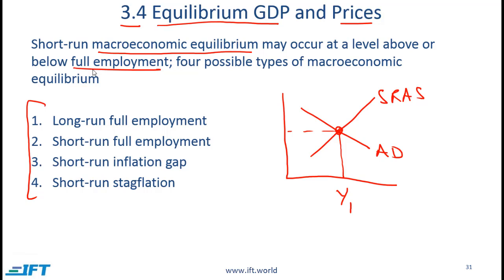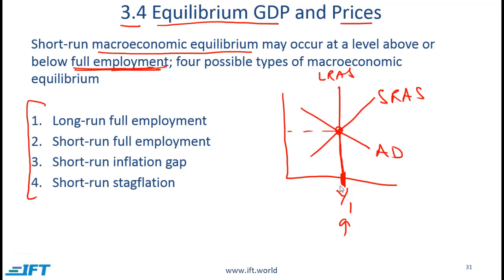When we talk about the full employment level, we are talking about the long-run aggregate supply curve, and we are saying that the level of output associated with the long-run aggregate supply curve is also the point where we have full employment. So if we have full employment, then we are at the natural level of output, or we can also say that we are at the natural level of unemployment. And this is something that we have spoken about earlier.